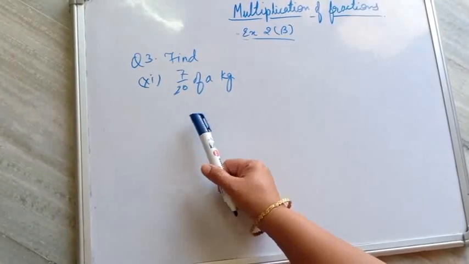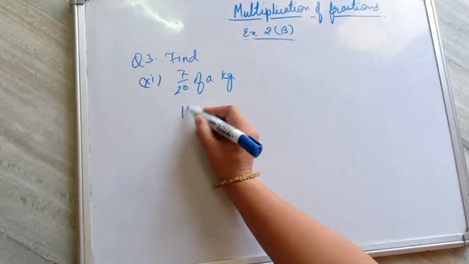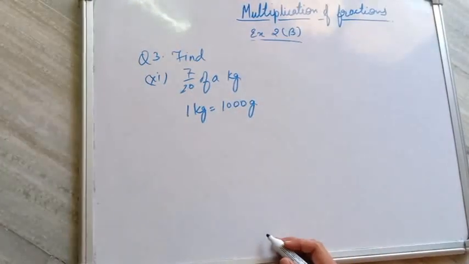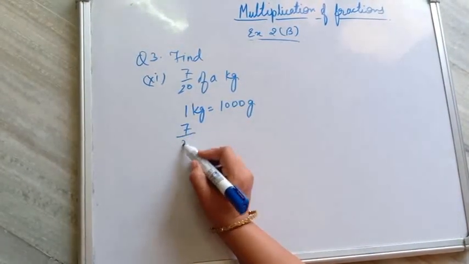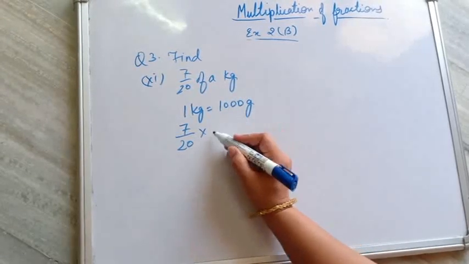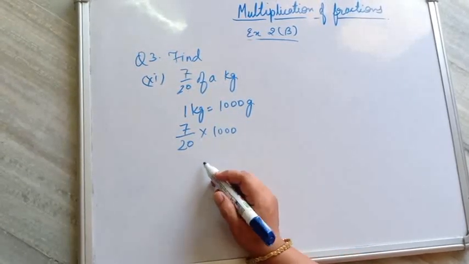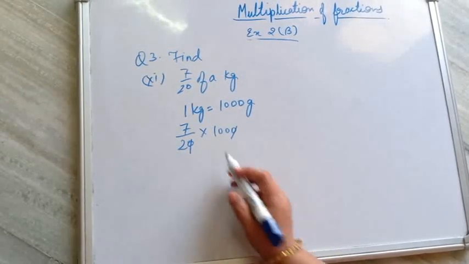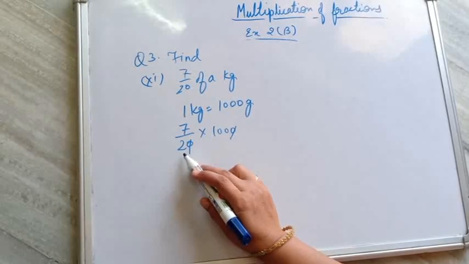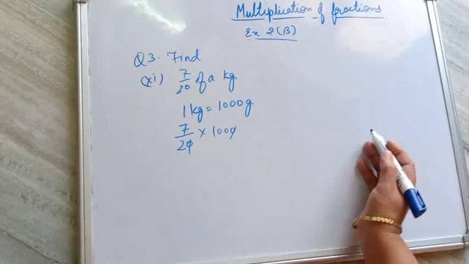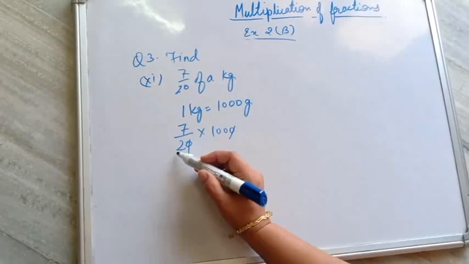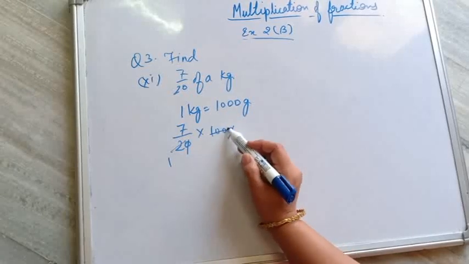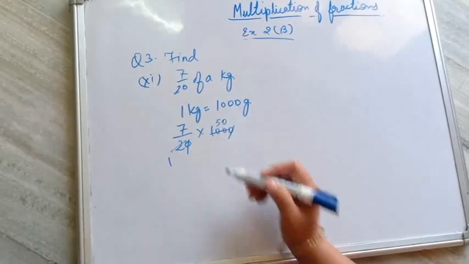Next is 7 by 20 of a kg. So 1 kg is equal to 1000 grams. Now 7 by 20 multiplied by 1000. So 1 0 is cancelled by 1 0. Now 100 divided by 2. So you can divide and check it in rough. Those who can do directly can do it. 2 1s are 2, 2 5s are 10 and 0 can be written as it is.